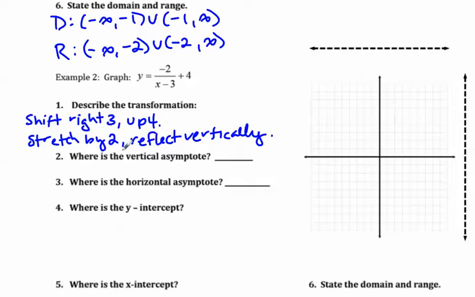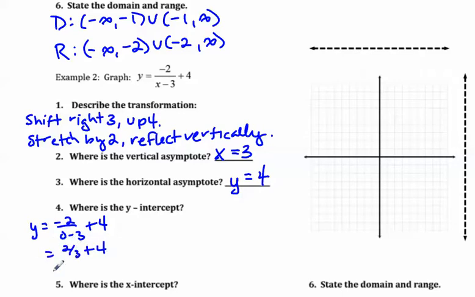So when we shift right 3, that shifts our vertical asymptote to x equals 3. And when we shift up 4, our horizontal asymptote becomes y equals 4. The y-intercept, we're going to put 0 for the x, so we have y equals -2 over 0 minus 3 plus 4. The negatives here will cancel, we'll get 2/3, so we get 2/3 plus 4, which I'm just going to write as 4 2/3. So my point is 0, 4 2/3.